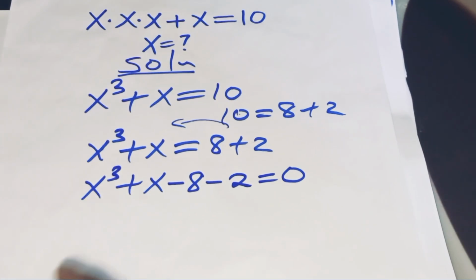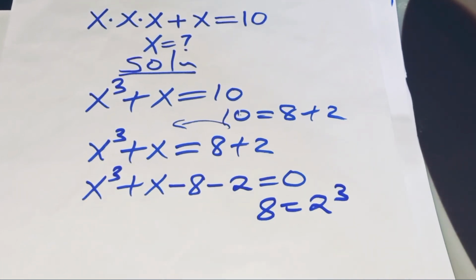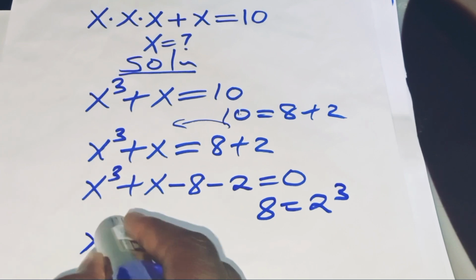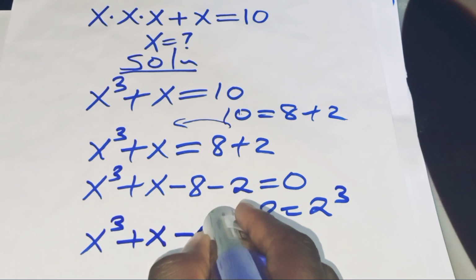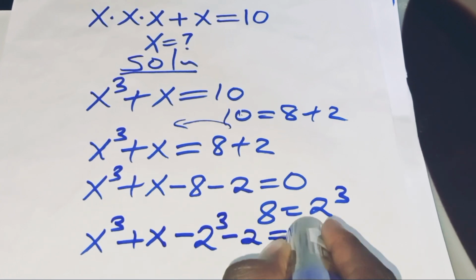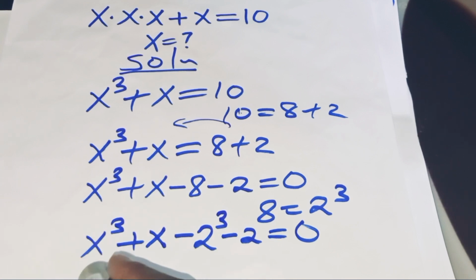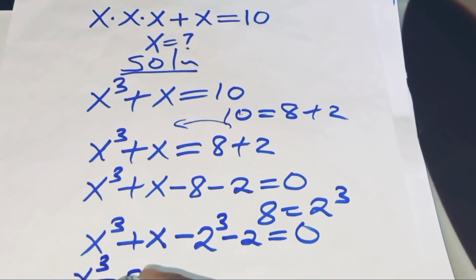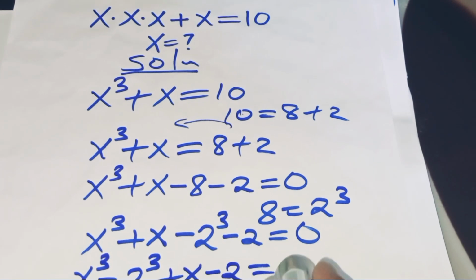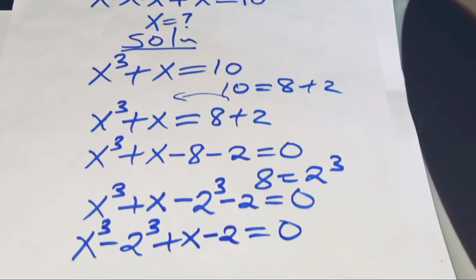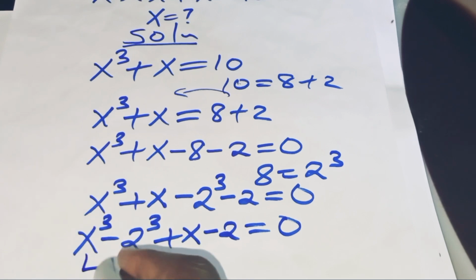Now from what we have here, we can express 8 as 2 to the power 3. So let's substitute this. We'll have x to the power 3 plus x, subtract 2 to the power 3, subtract 2, this is equal to 0. We have x to the power 3 and 2 to the power 3, so we can combine this. This is x to the power 3, subtract 2 to the power 3, plus x subtract 2, this is equal to 0.